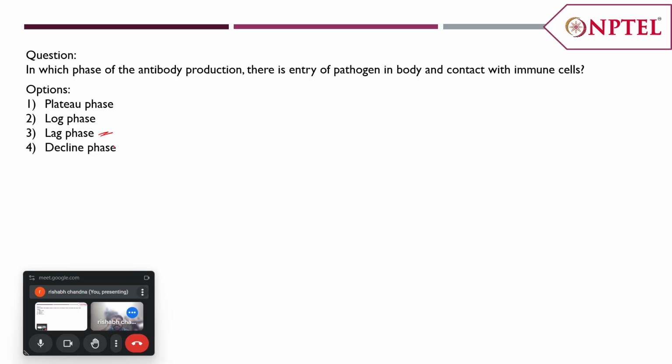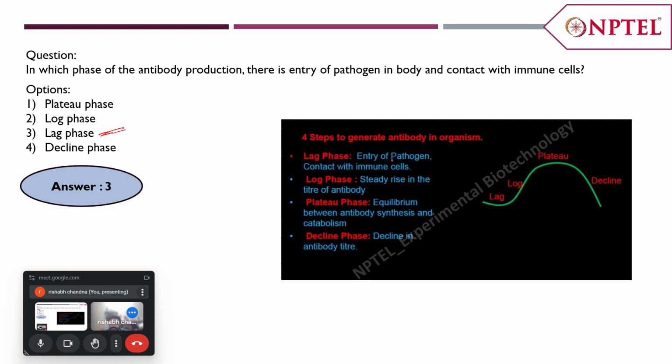So what happens in case of antibody production? The correct answer is option number 3, and here is the explanation. Whenever the body produces an antibody, this is like a general growth curve of an organism. First, in the lag phase, there is an entry of the pathogen. So this becomes the stimulus for production of the antibody.